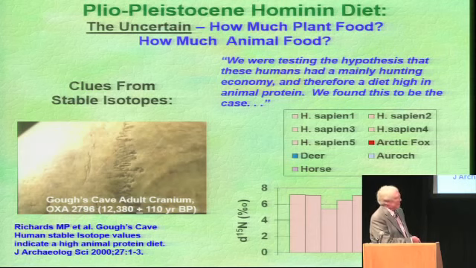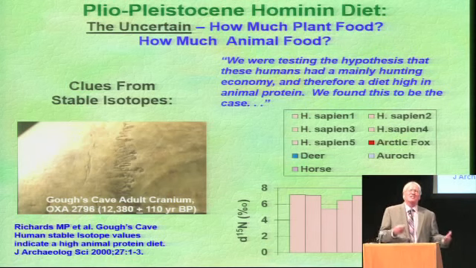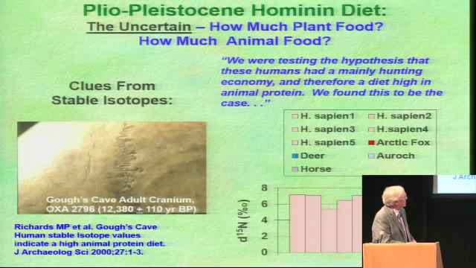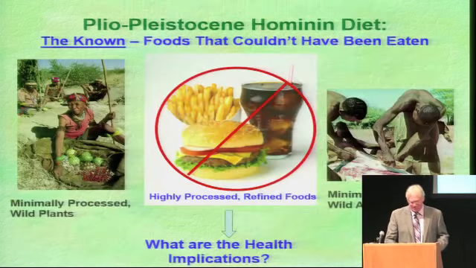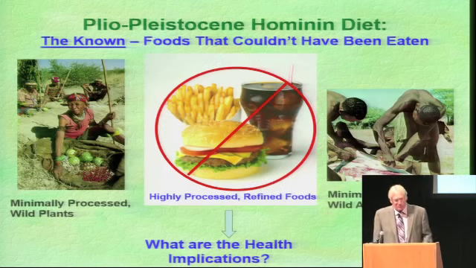And once again, the same delta 15 nitrogen of these, and these are modern day humans. They were exactly like us. No difference, exactly like us. And you can see that they again had a signature that was even greater than an Arctic fox, but nothing like a deer, a horse, or an auroch. Aurochs are the animals we domesticated to become cows. All right, so this is the known.